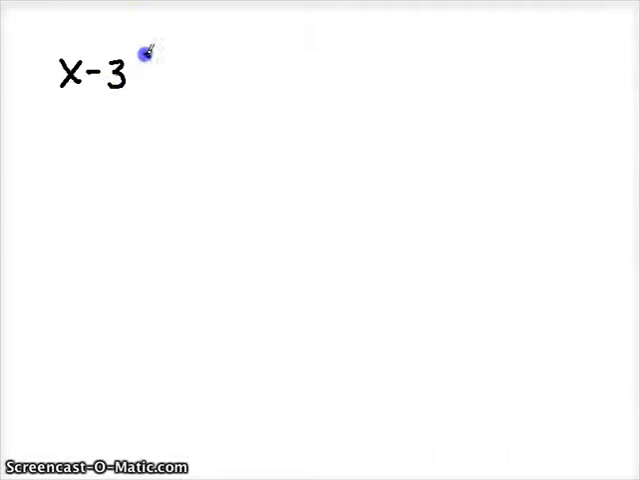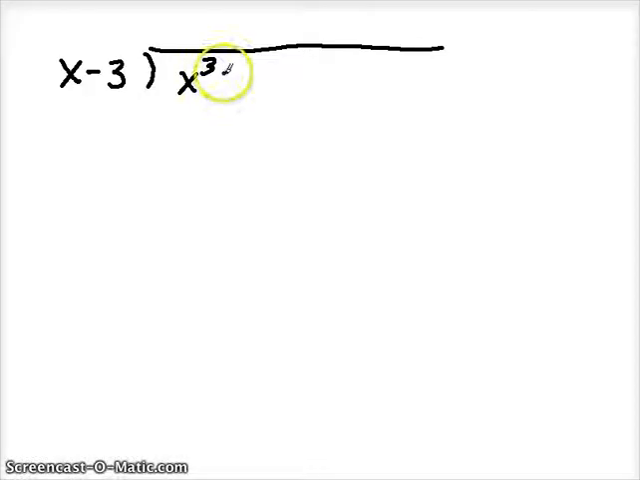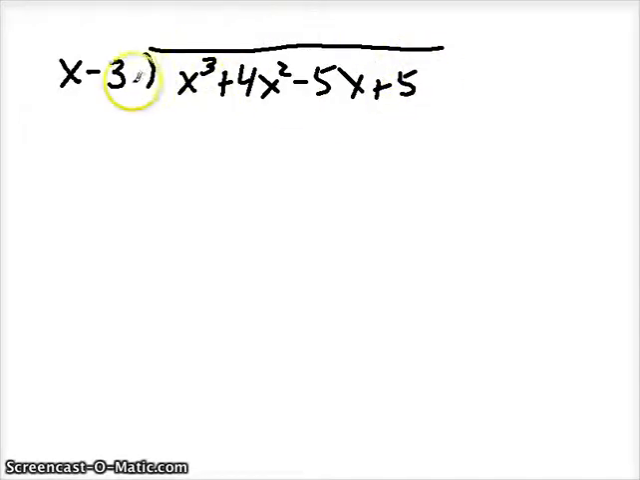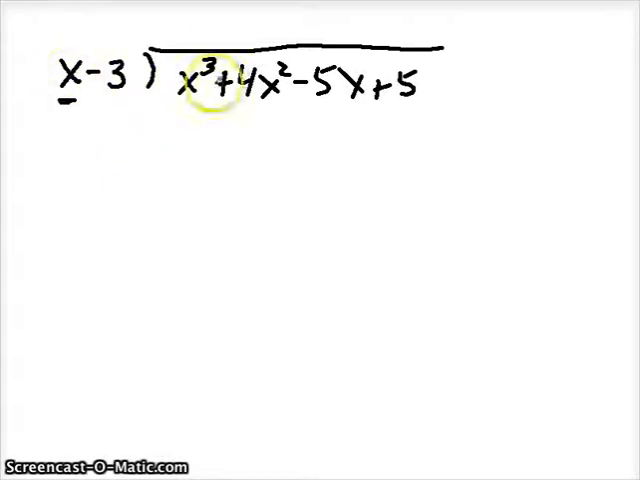Let's say that I'm trying to divide x cubed plus 4x squared minus 5x plus 5 by the binomial x minus 3. For long division, we always start with this guy. We're going to say how many times does this go into all of these terms. So x to the first power goes into x cubed x squared times. And we always line them up with our degrees on top of each other.